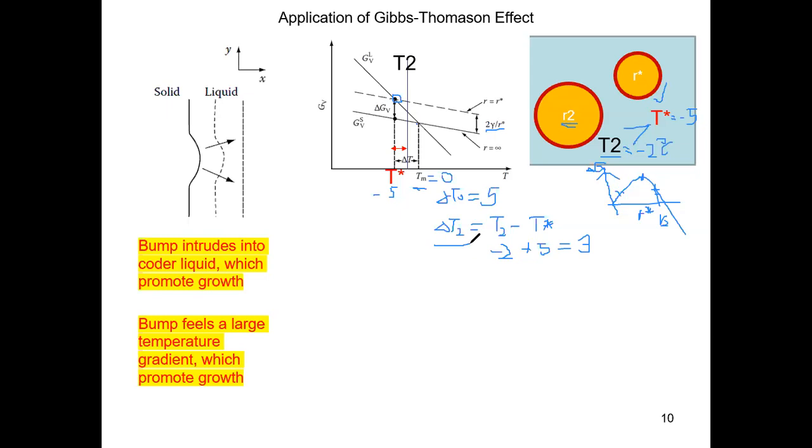What we're interested in is how the Gibbs-Thompson effect affects the effective melting temperature, like T star, T2, or T1, these types of things. So we can determine whether the particle is going to grow, stay the same, or shrink.